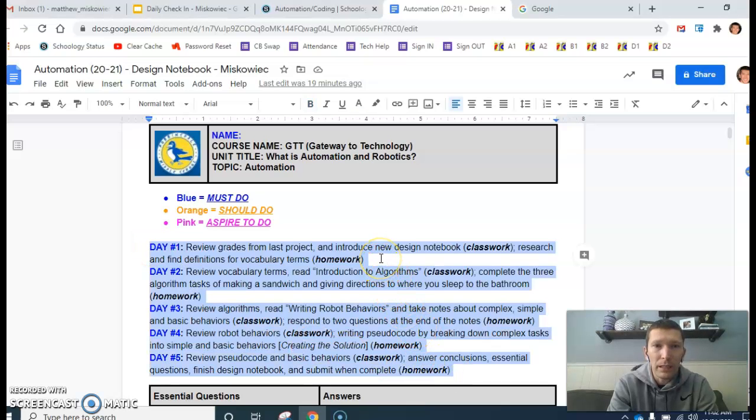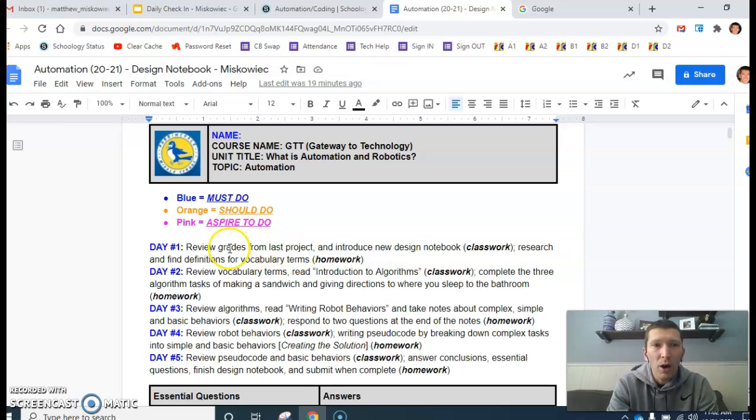And so with today being day number 1, you can see that you already reviewed grades from your last project and then just introduced this new design notebook. And for your homework, you're going to be researching and finding definitions for vocabulary terms.